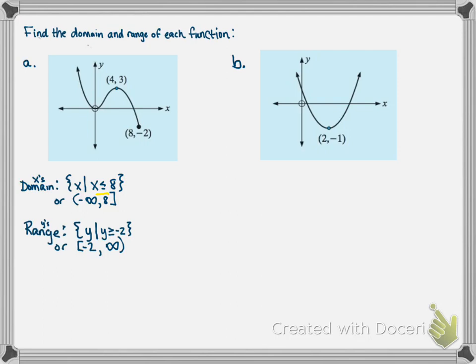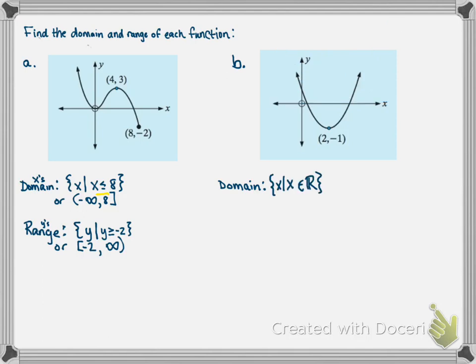Okay, let's look at a second example. Here we've got a quadratic or a parabola. So let's look at our domain. So remember, that's the x's. It goes out forever to the right and forever to the left. So it goes out to -infinity and +infinity.